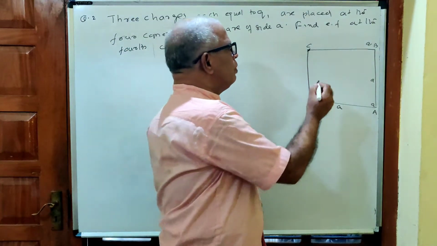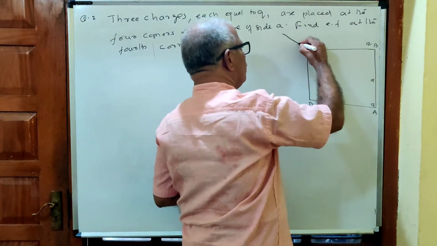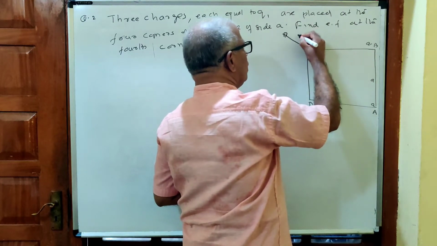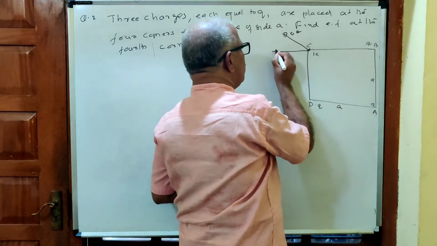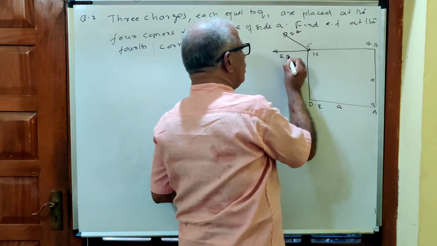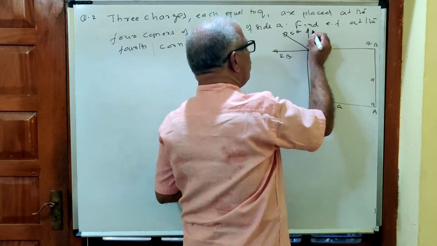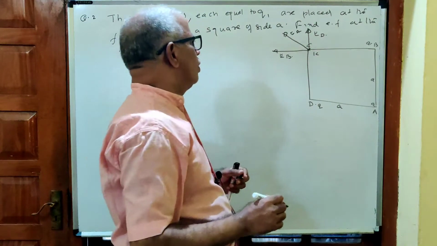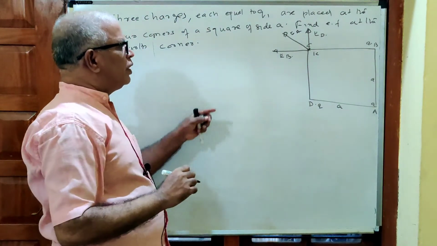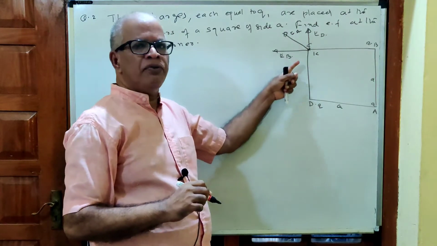So put 1 coulomb at C. What will happen? This will be EA. It will be repelling away. The 1 coulomb will repel, EB, then ED. So this is the field configuration at the point. The vector sum of EA, EB, ED gives the field at C.